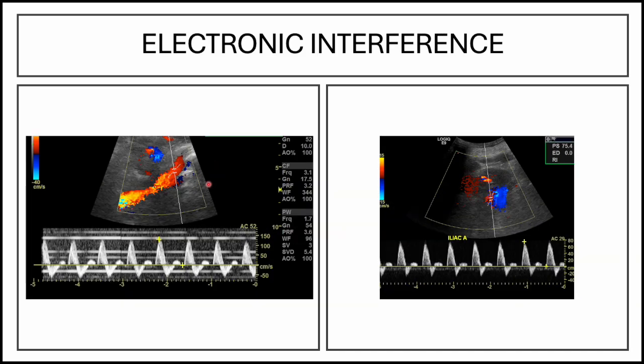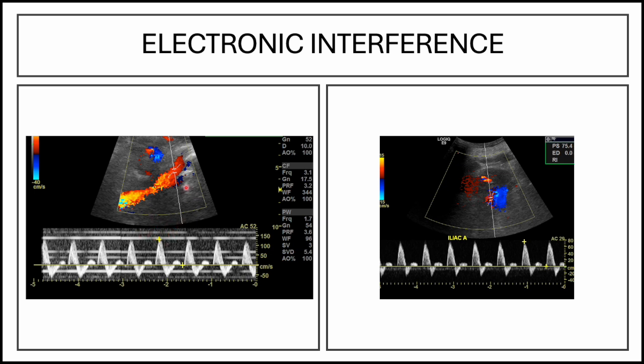Here's an example on the left of a patient who had electronic interference, and you can see these regularly shaped horizontal lines both above and below the baseline that simulate flow. Electronic interference in spectral Doppler refers to non-physiologic, repetitive artifacts that appear on the Doppler tracing that are unrelated to vascular flow. They can be caused by a number of things: infusion pumps, EKG monitors, cell phones, improper grounding of the ultrasound machine, faulty power connections, or interference from other hospital equipment.